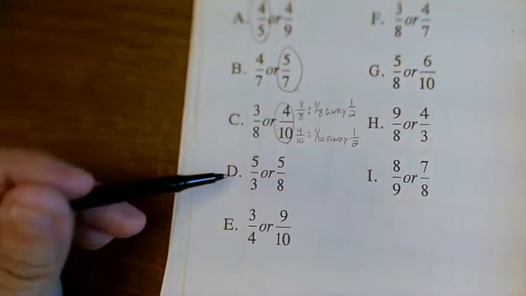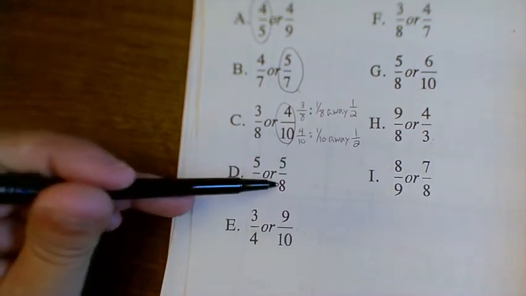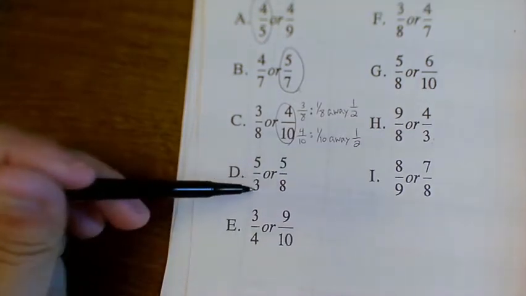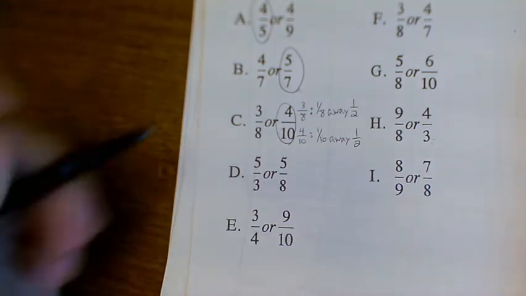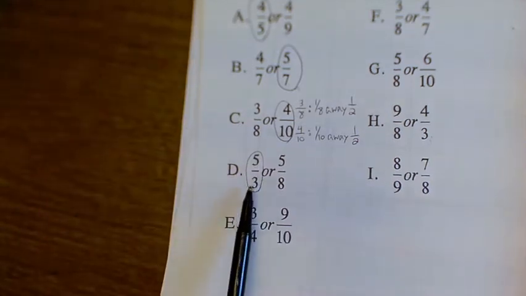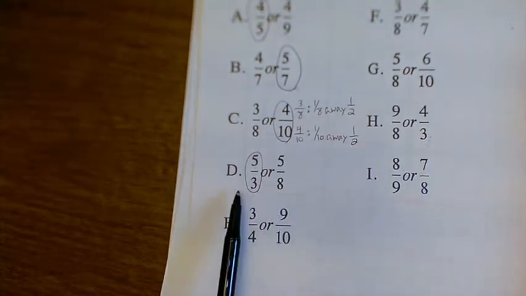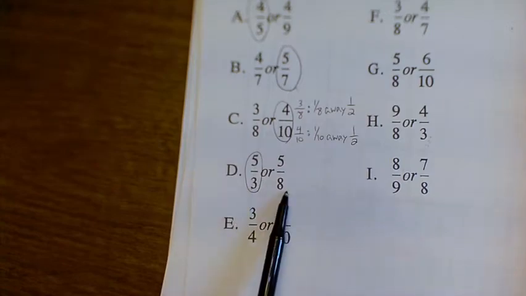All right, let's see, D. Same numerators, so we can look at denominators. The smaller denominator means the fraction will be larger. So 5/3 should be bigger. And on this one, it's obvious 5/3 is greater than 1, and 5/8 is less; 5/8 is approximately a half, a little more than a half. So you have something bigger than 1 and then close to a half. So 5/3.